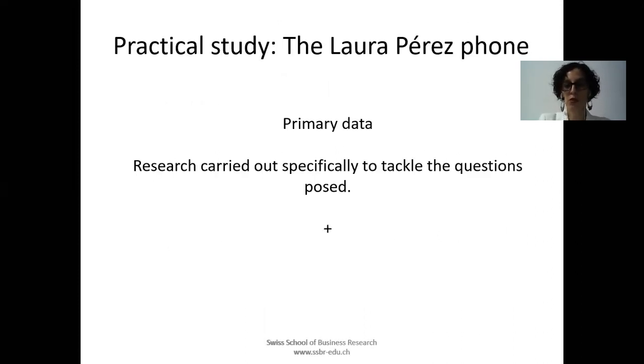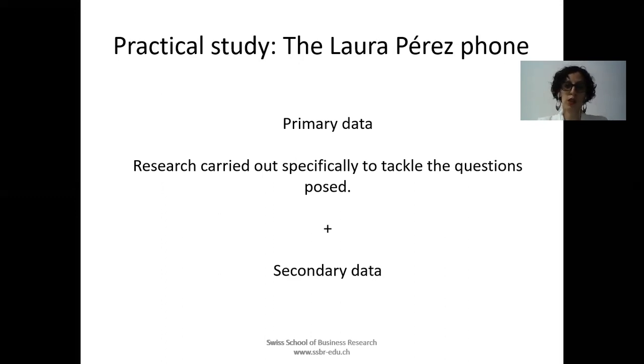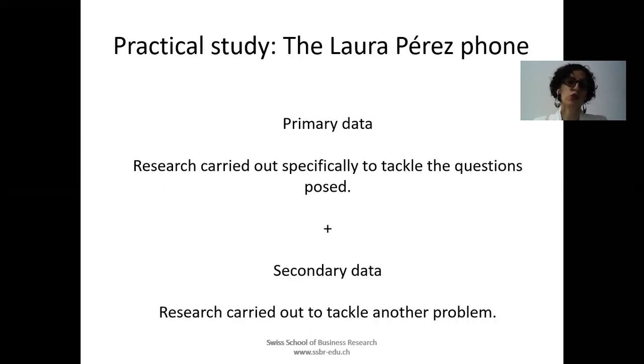So if we look at my phone, the primary data will be the research carried out specifically to tackle the questions, as well as secondary data, which will be the research that was used to tackle another problem. What do you guys think we could use as primary data? Primary data could be, for example, the research that we will be doing with the consumers to determine consumer behavior, to determine our core target. Secondary data could be information that is provided through Nielsen, which is a global data company, about, like I said before, the technological trends in the South African market.